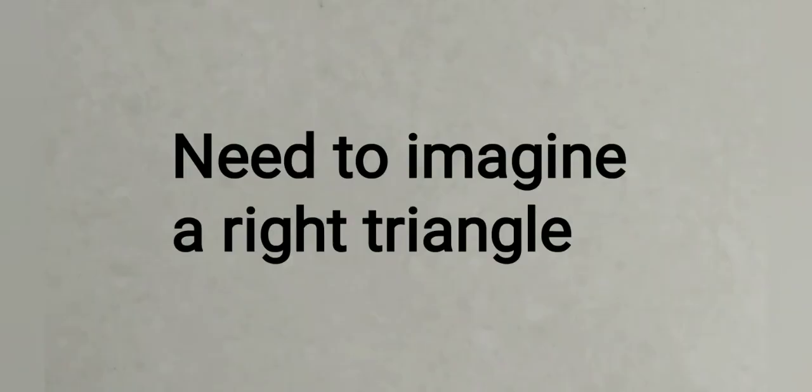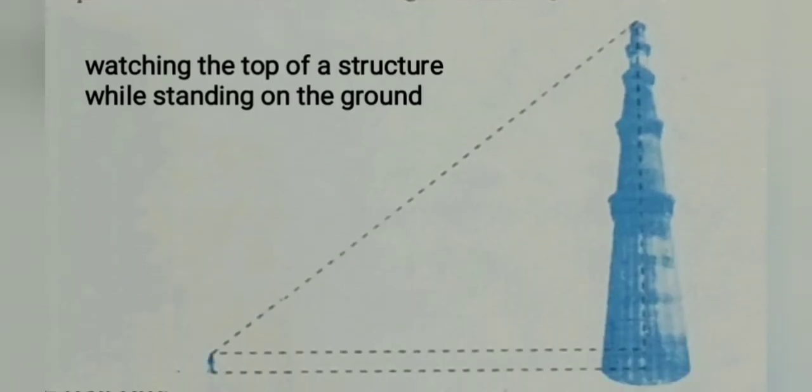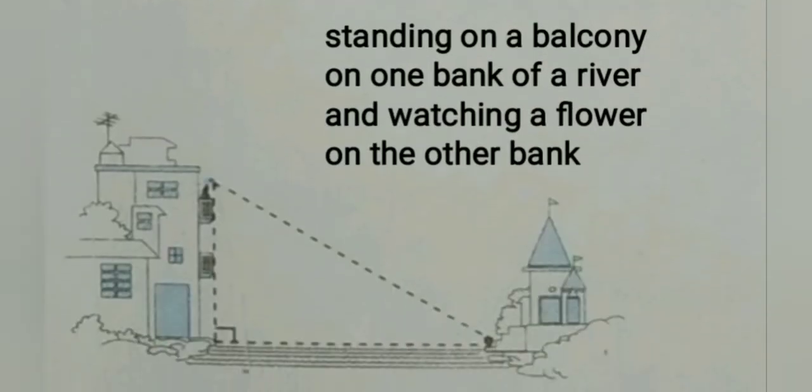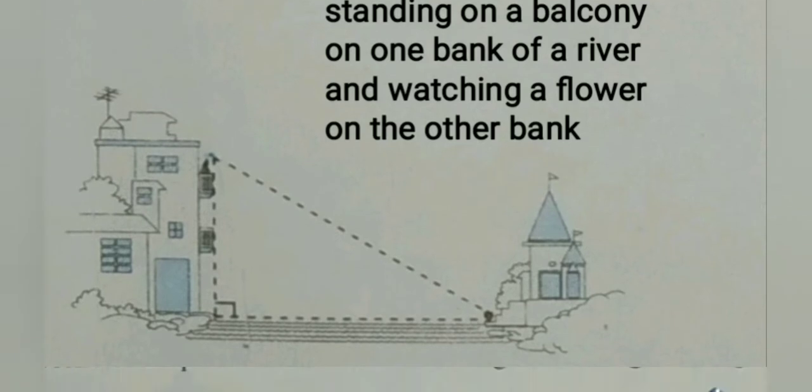In order to make use of trigonometry properly, one should be able to imagine or visualize a right triangle in a given situation. For example, watching the top of a structure, say Qutub Minar, while one is standing on the ground, a right triangle can be imagined. Also, standing on a balcony of a building on one bank of a river and watching a flower on the other bank, a right triangle can be imagined.